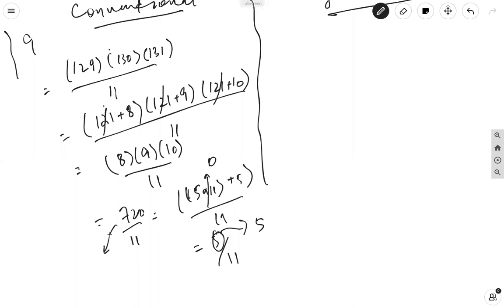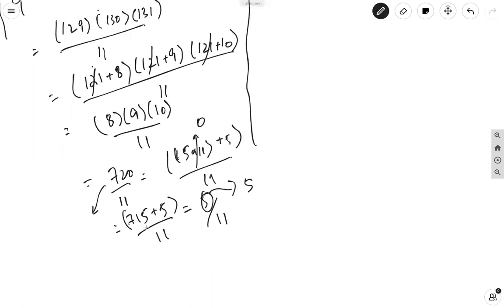Oh, sorry, I didn't add. It's 720. 66, how can it be? Yes. So the lowest multiple of 11 less than 720 is 715. We can write this as 715 plus 5 over 11. This is a multiple of 11, that's why the remainder is 0, and the result came out to be 5 over 11, which is our remainder.